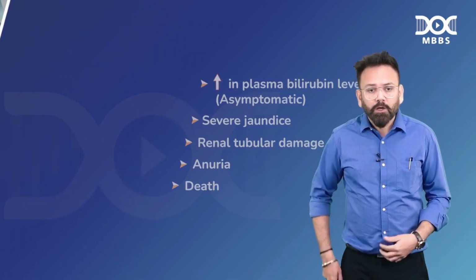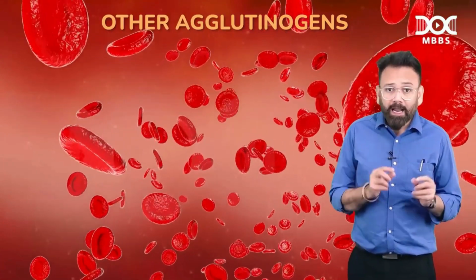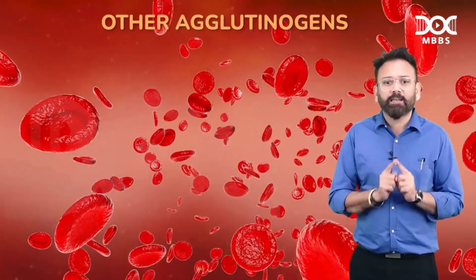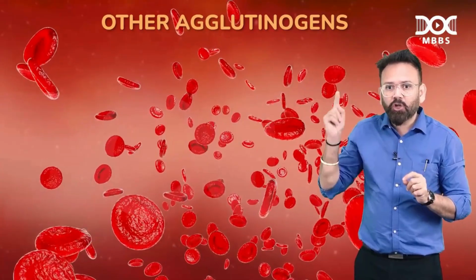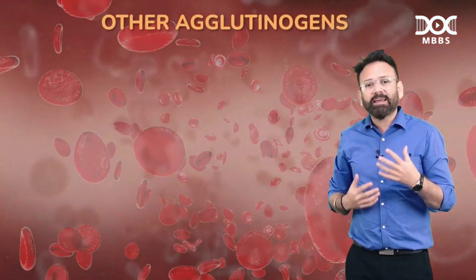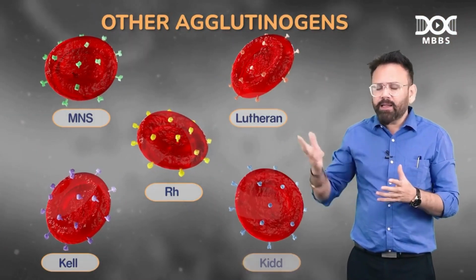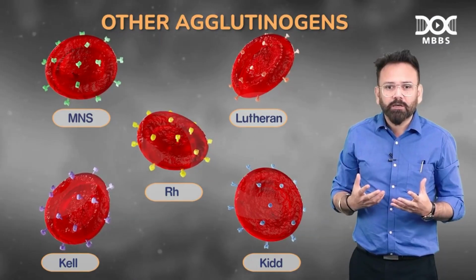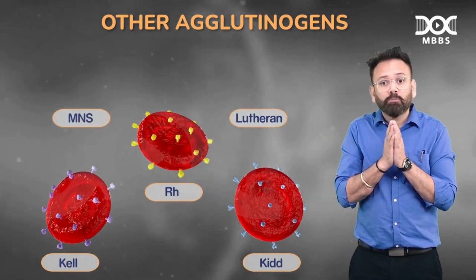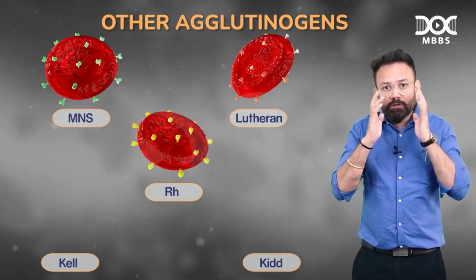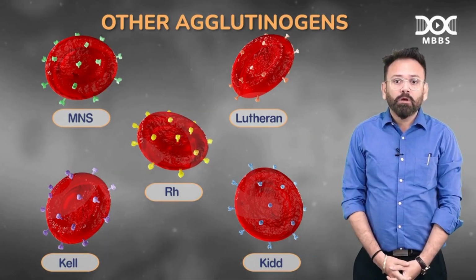Now, besides ABO, are there other agglutinogens also? Agglutinogen means antigen. Yes. So, in addition to the ABO system of antigens in the human red cells, there are systems like Rh, MNS, Lutheran, Kell, Kidd, and there are many others, but they are not that important. There are over 500 billion possible known blood group phenotypes. Can you see the variety? There are over 500 billion possible known blood types.